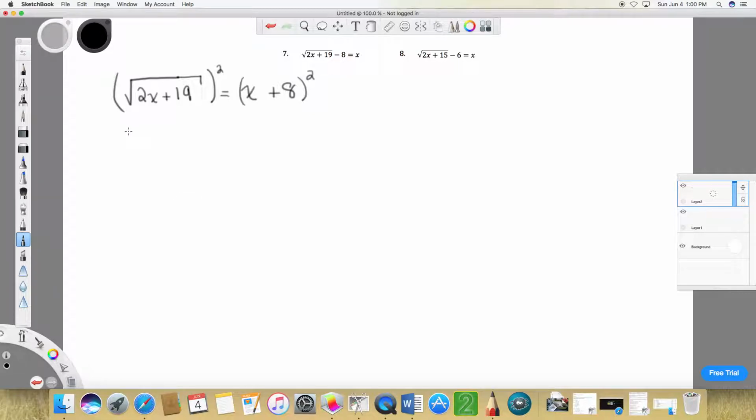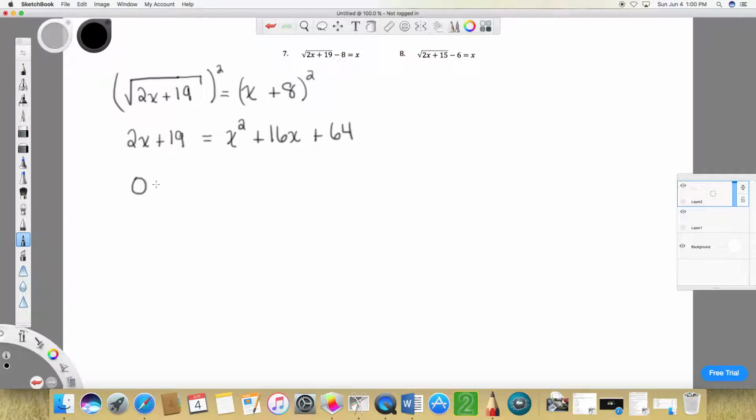On the left-hand side, that square root goes away. And on the right-hand side, exponents don't distribute, so make sure that you take x plus 8 times itself, and you'll get x squared plus 16x plus 64. So this is a quadratic equation, and we want it in standard form, and then from there we can try to either factor it, complete the square, or use the quadratic formula.